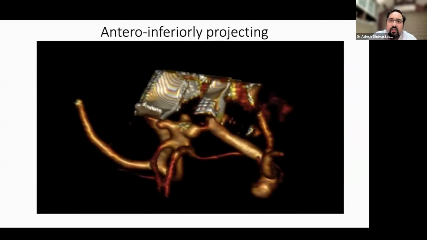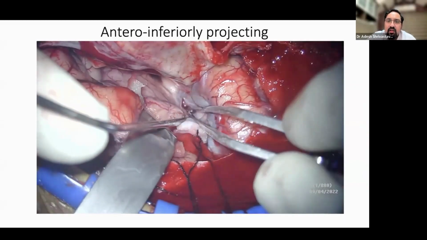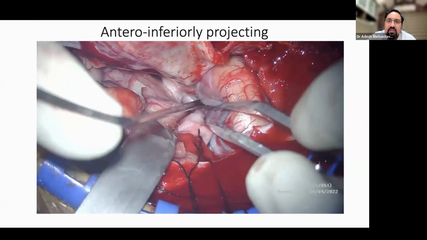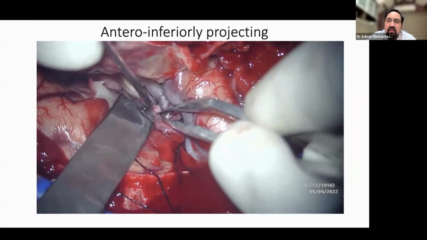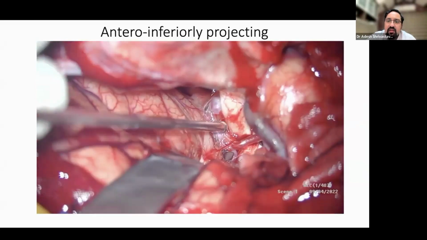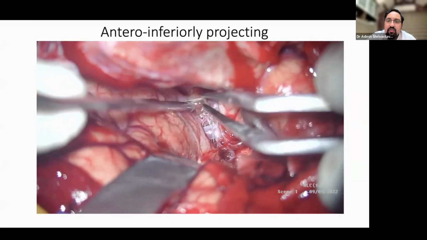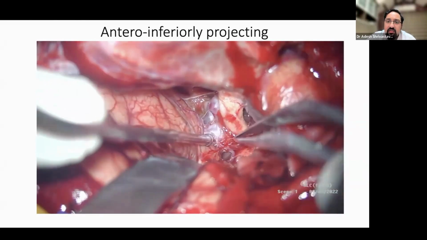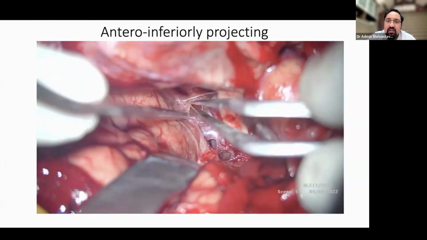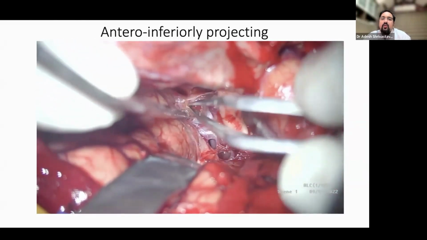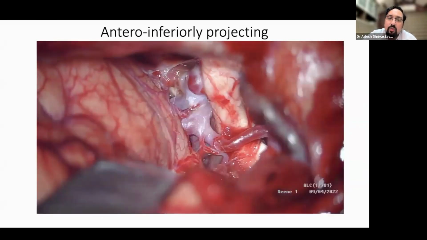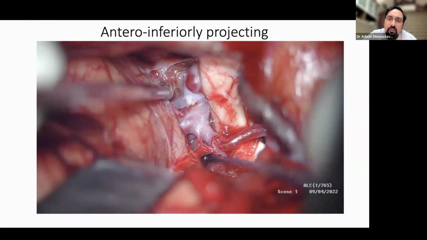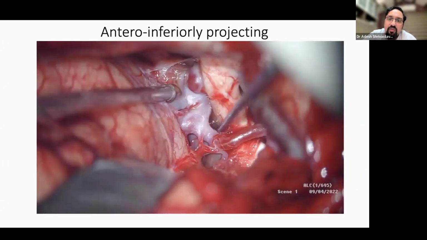This is an antero-inferiorly projecting multilobulated aneurysm. Again, through the trans-sylvian route, reaching the ipsilateral A1, first the ICA, then tracing the ICA to reach the ipsilateral A1. Once that is done, trying to find out the contralateral A1, there's the contralateral A1, ipsilateral A1. And now we can see the dome is stuck to the optic apparatus. It's stuck to the optic nerves on both sides and probably anterior portion of the chiasm.